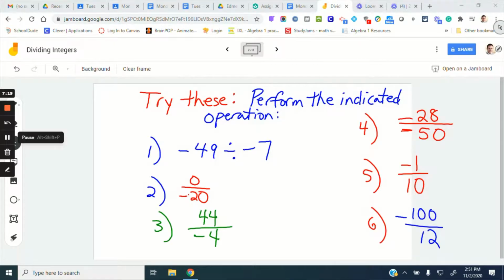Okay, so here are 6 problems I want you to try on your own. So at this point, write these problems down in your notebook or in your notes. Pause the video, and then I'm going to go over them. So the next 20 seconds will be blank, but for you, pause the video and do these problems on your own.